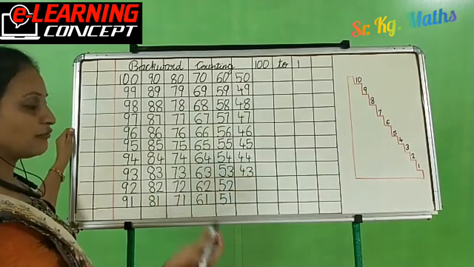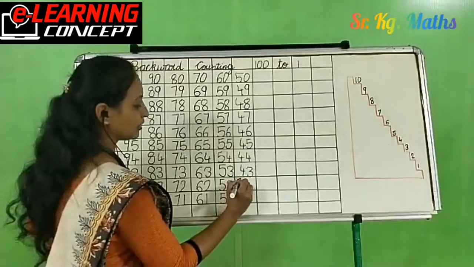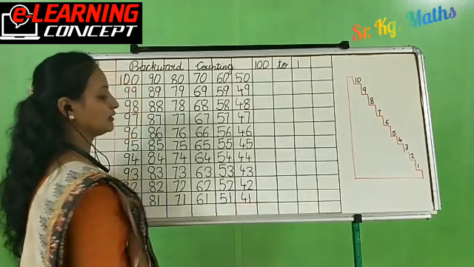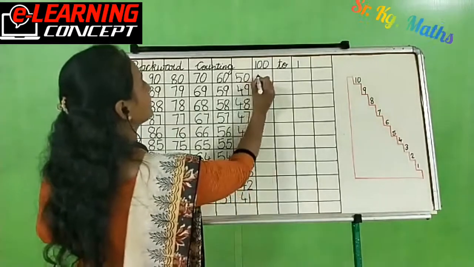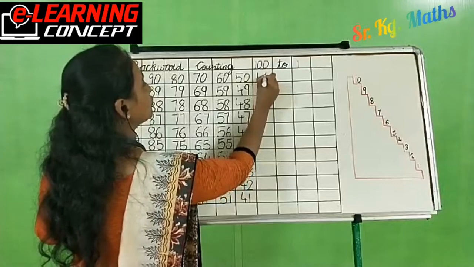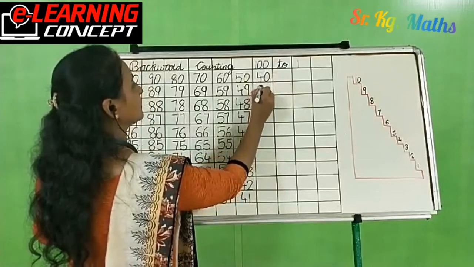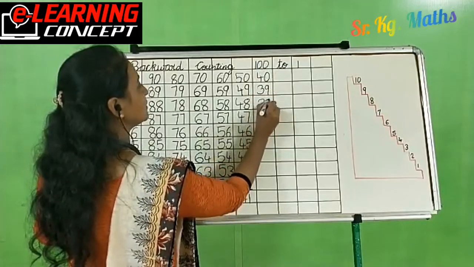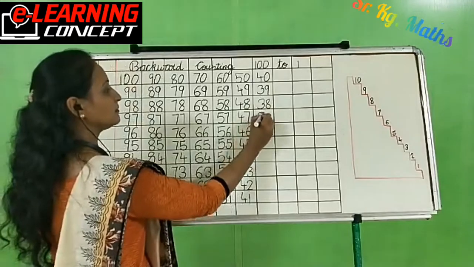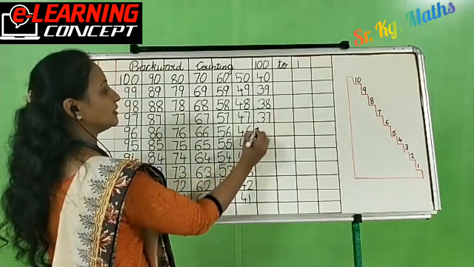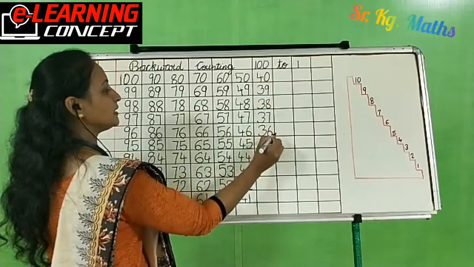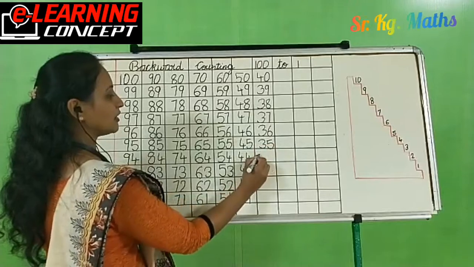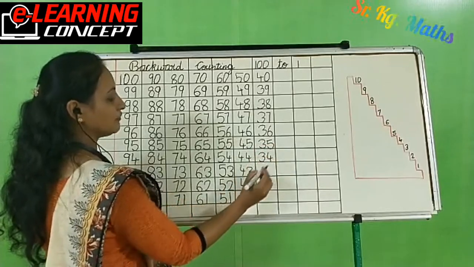Which number comes before 43? 4, 2, 42. Then 4, 1, 41. Here write down 4, 0, 40. Then 3, 9, 39, 3, 8, 38, 3, 7, 37, 3, 6, 36, 3, 5, 35, 3, 4, 34.